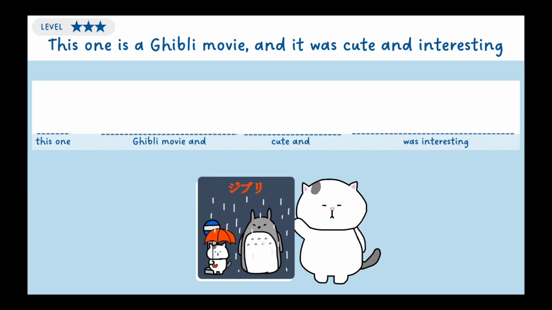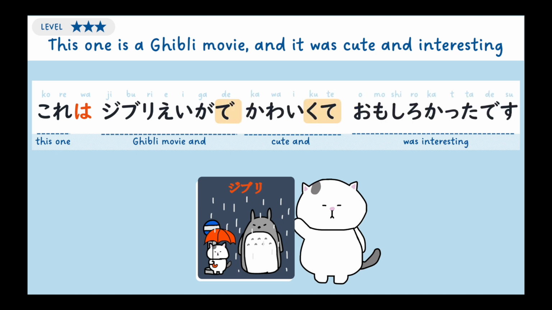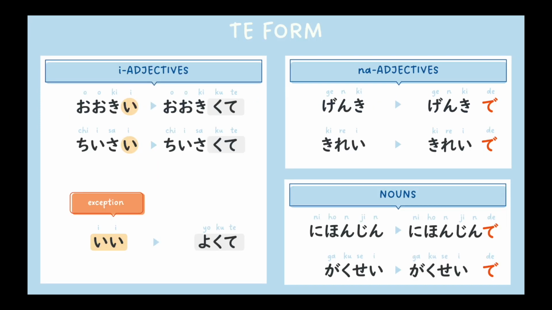Can you say, This one is a Ghibli movie and it was cute and interesting? これはジブリ映画で可愛くて面白かったです。 Today we learned the te form for adjectives and nouns.